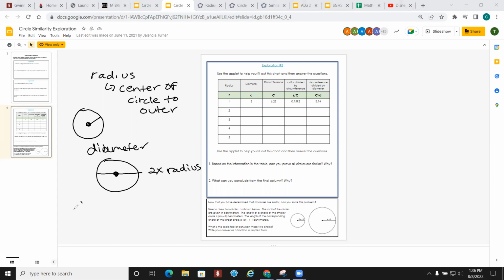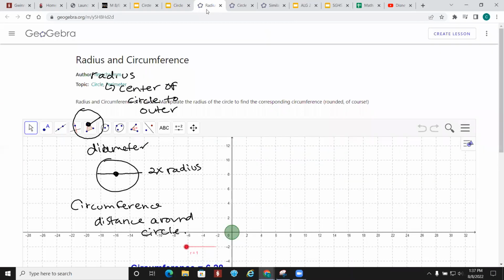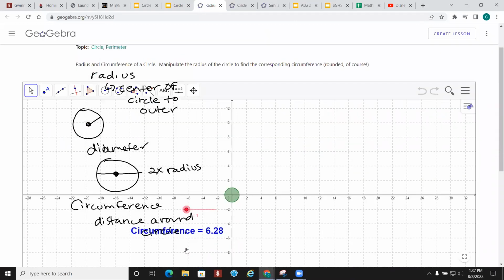What's the circumference? The distance around a circle. So it's like walking the perimeter of the circle, right? What I want you to do, using this little applet, is manipulate the radius and it's going to tell you what the circumference is.